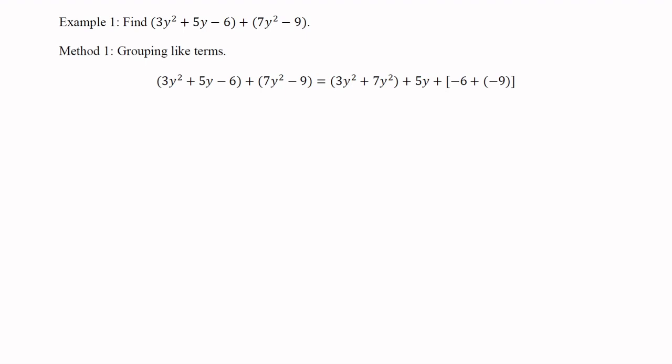Now that we have them grouped together, we're just going to combine them. 3y squared plus 7y squared gives us 3 plus 7y squared. We've got the 5y, and then we've got negative 6 plus negative 9, which gives us negative 15. 3 plus 7 gives us 10y squared. Then we have our 5y, and then finally minus 15 on the end.